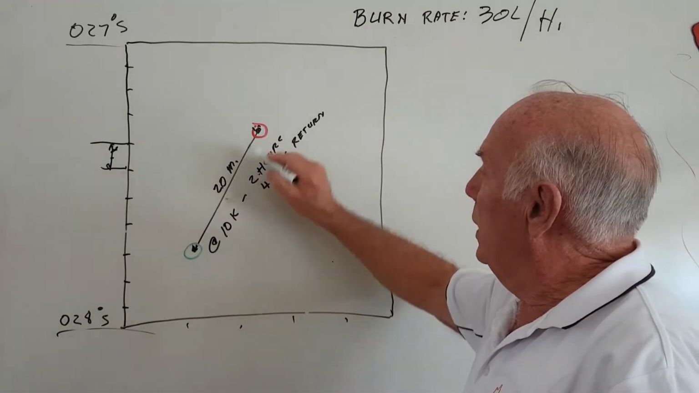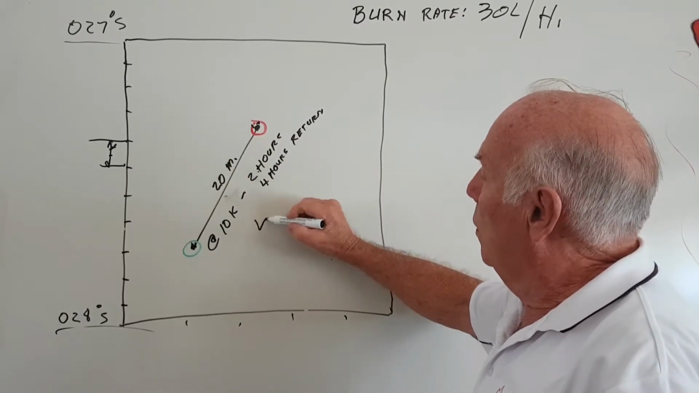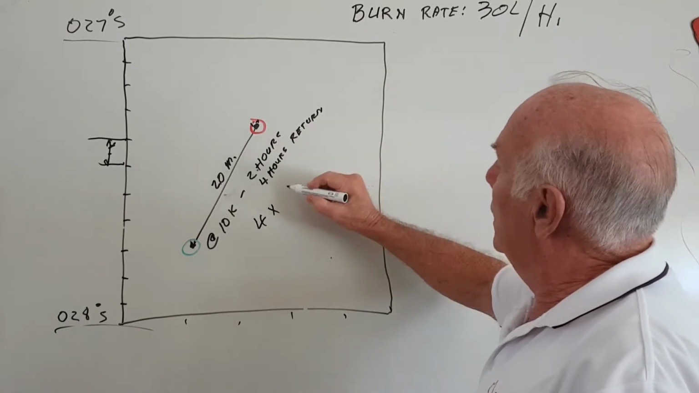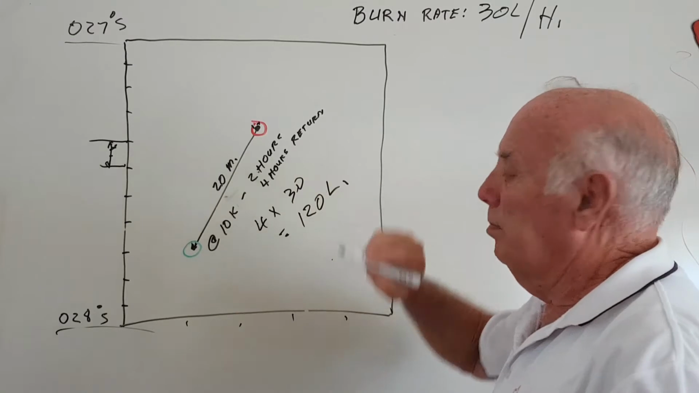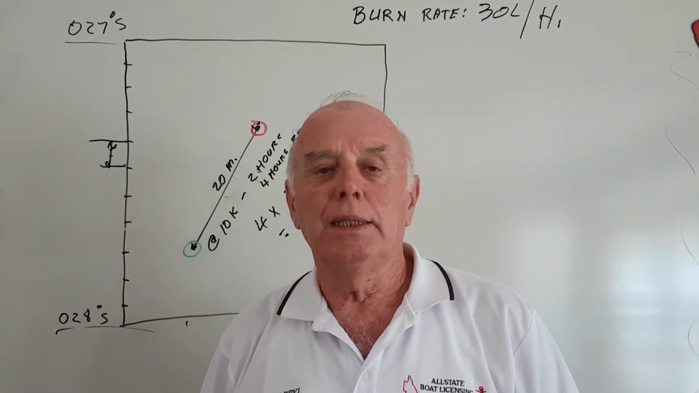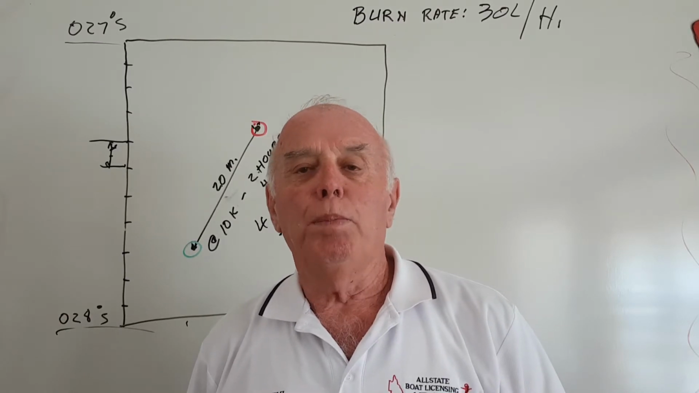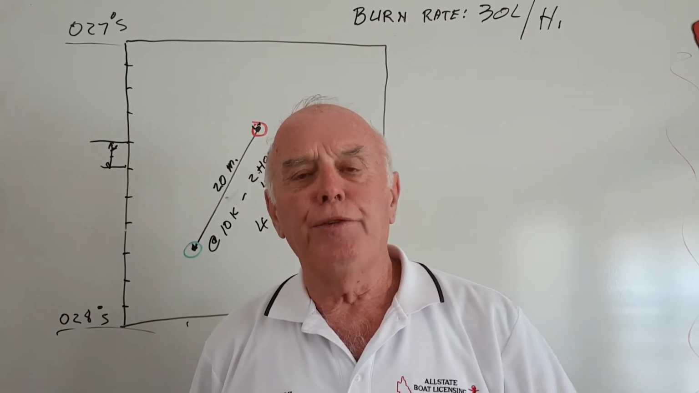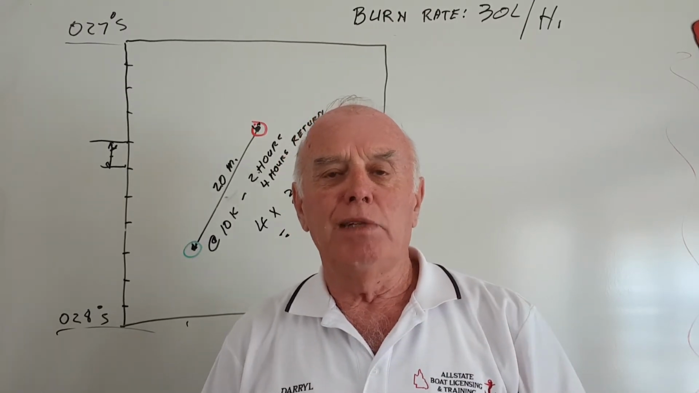To go that 20 nautical miles across and back, we've worked out there we've got 4 hours running. 4 hours times 30 litres equals 120 litres. 120 litres. That is not enough to go on the trip with. We want to plan a third of our fuel to go to where we're going, a third to come back, and a third in reserve.